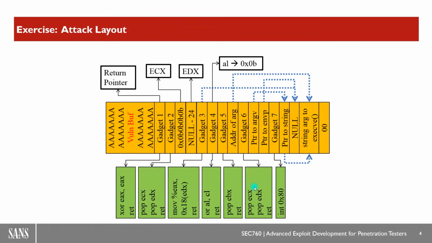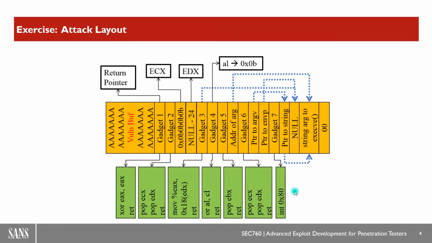Our next gadget is another pop-pop-ret. We're popping into ECX a pointer to our argument vector, which is a pointer to the string. So pointer to pointer. Remember, think of argv, argc, right? That's what we're compensating for. Then we pop into EDX the address of the null byte on the stack. So we just need to make sure that EDX holds the address of the null byte on the stack. After that, we're pretty much done.